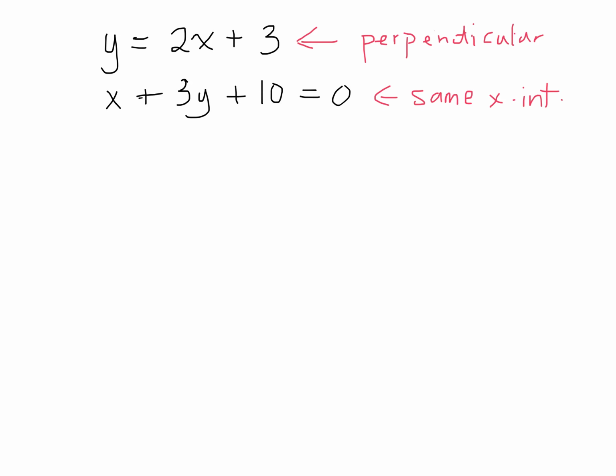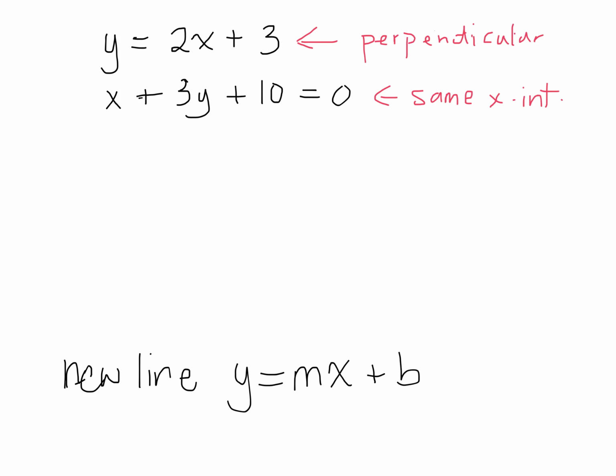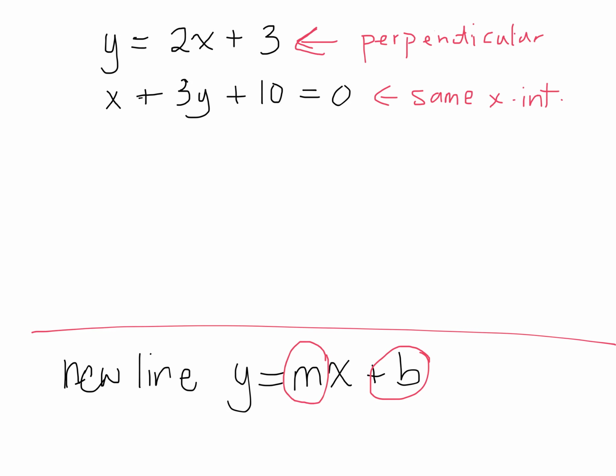No. Now they tell us that you have to come up with an equation of a new line in the form y equals mx plus b. To come up with an equation of a line, what are the two things you have to figure out? If I need to write an equation of a line, I need to know what? Slope and? Okay, so we have to come up with an equation of a new line that is perpendicular to this line and has the same x-intercept as this line.